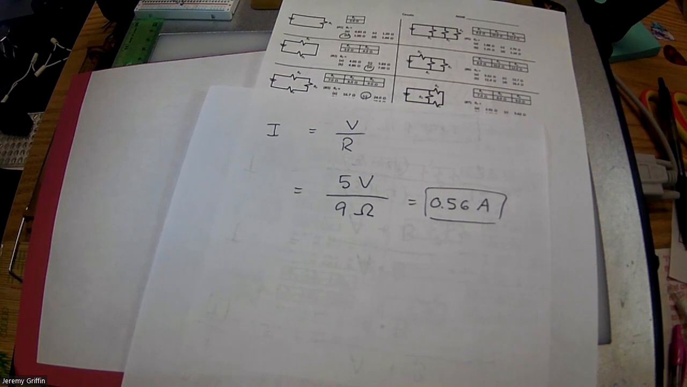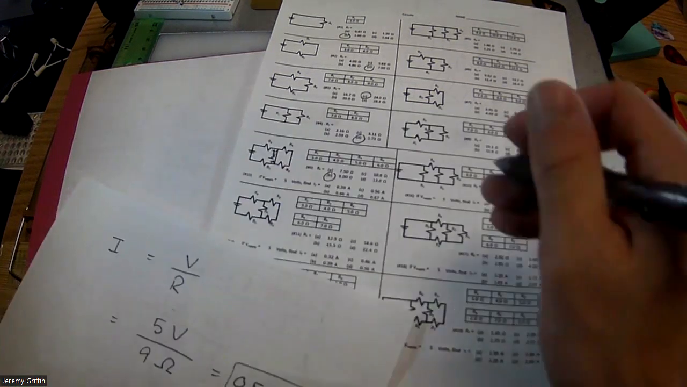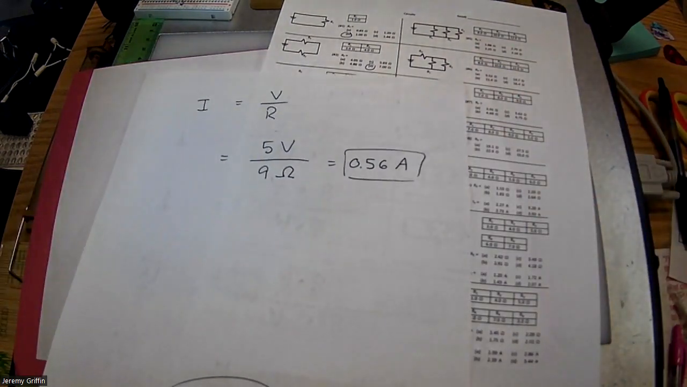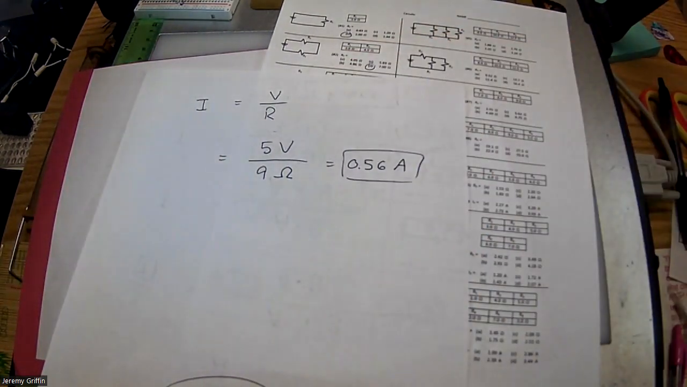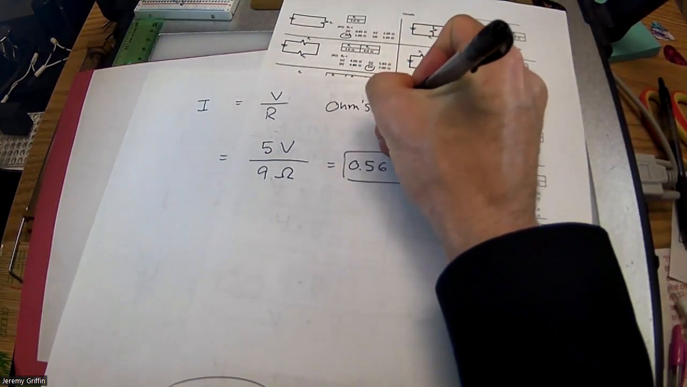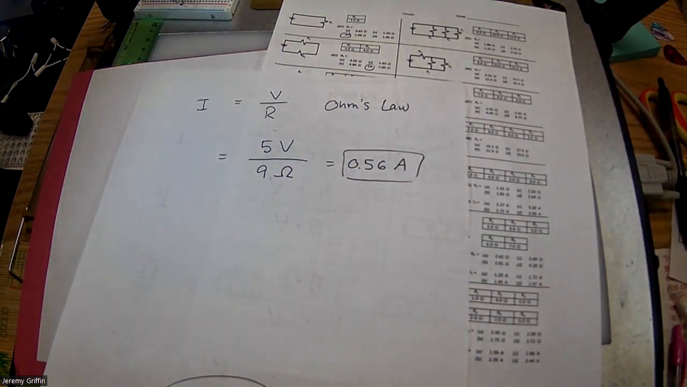You guys okay on number 10? How many amps? Right. So it's the voltage divided by the resistance. Voltage divided by resistance. Right. It's Ohm's law. Good.